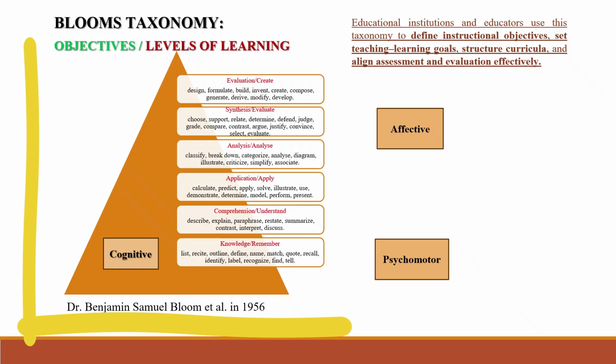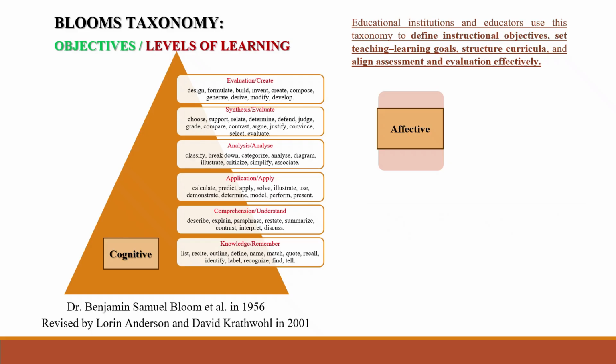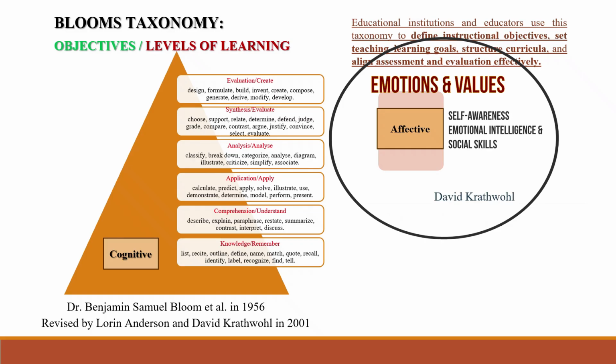That covers the cognitive domain. Next, the affective domain. Proposed by Krathwohl in 1964, it focuses on the development of emotions and values. It describes how learners deal with feelings, emotions, and ethical values, shaping their behavior, attitudes, motivation, and interpersonal relationships. Basically, it focuses on self-awareness, emotional intelligence, and social skills.